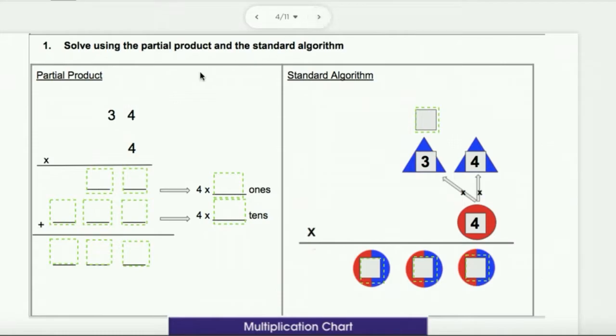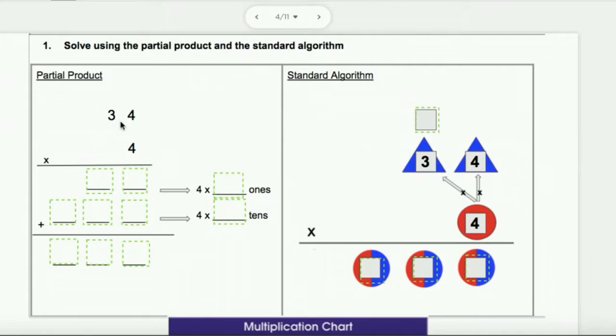On this first problem, as you can see, we're going to be solving the same problem using a partial product and a standard algorithm. Let's go ahead and practice our partial product for review. Remember, partial product means part of your product, and then you're adding them all together when you're done. So, remember, we're starting on the right-hand side.